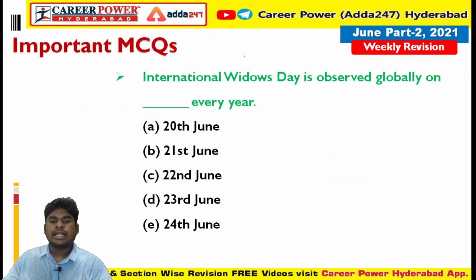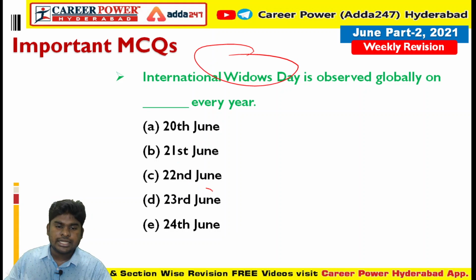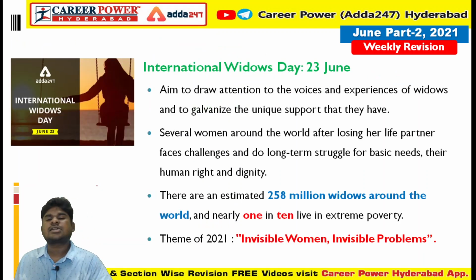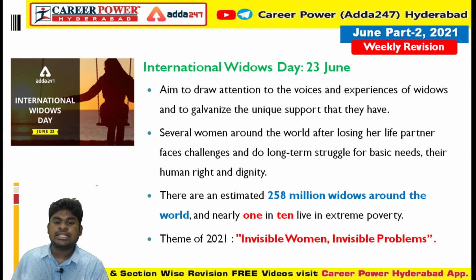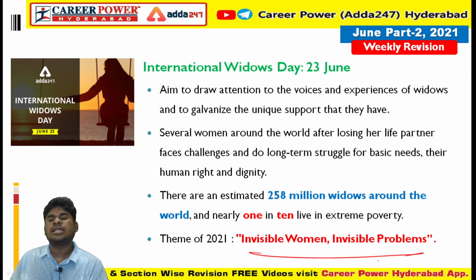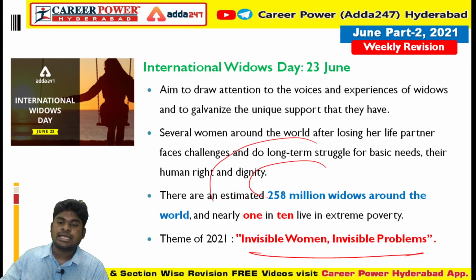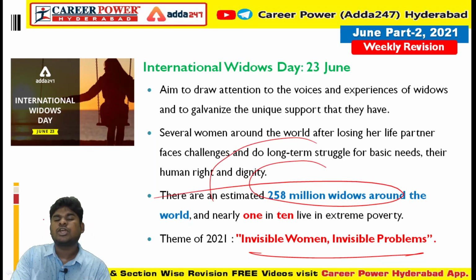So next question, International Widows Day is observed on 23rd June. The aim of the day is to get attention to the voices of the widows and the sufferings they are facing. The theme for this year is Invisible Women, Invisible Problems. There is an estimate that there are nearly 258 million widows around the world.